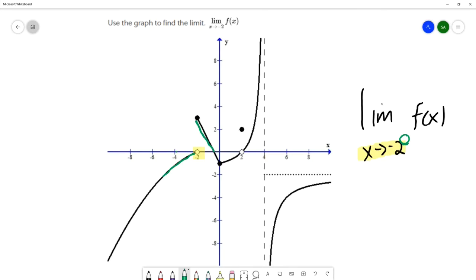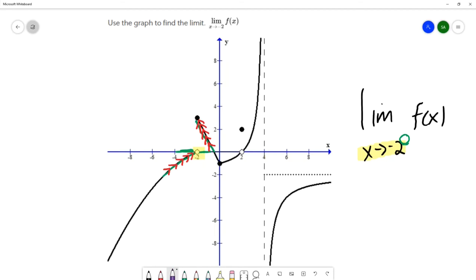So I'm using the portion of the graph that's to the left of -2 for below, and the portion of the graph that's to the right of -2 for above. We want to trace going towards an x of -2. So from below, we're tracing this way, going towards an x of -2. And on the right, or above, we're tracing this way, which also goes towards an x of -2.